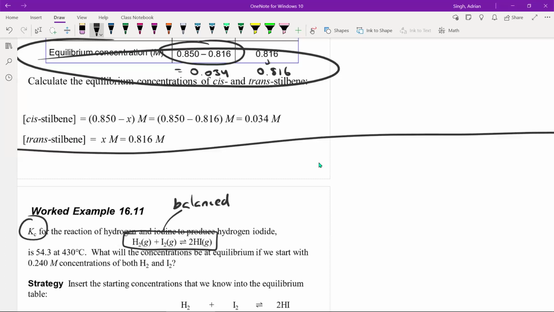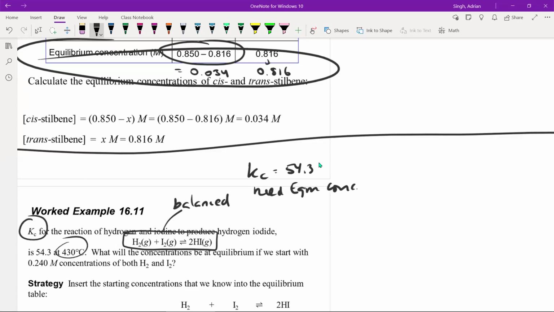We're told that the Kc for this is 54.3 at a particular temperature. Remember, equilibrium constant values always need to be defined at a particular temperature because it is temperature dependent. Then we're asked to calculate what the concentrations will be at equilibrium. Okay, so we need equilibrium concentrations.